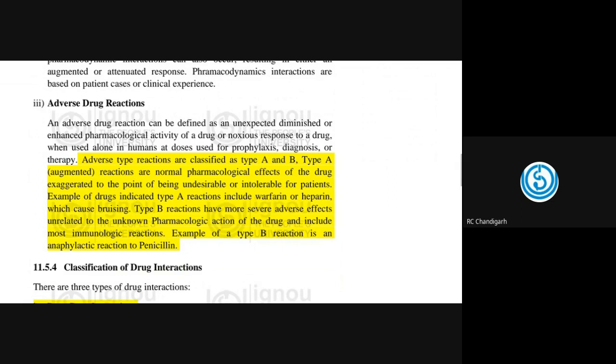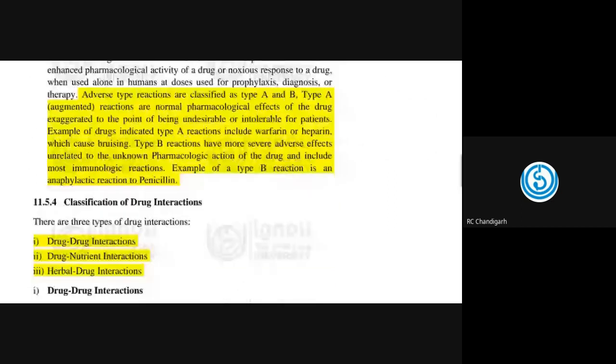Type B reactions have more severe adverse effects associated with the unknown pharmacologic action of the drug or allergic reactions. An example is the anaphylactic reaction to penicillin. So someone who is taking penicillin can have anaphylaxis or severe allergic reactions in their body. That type of severe immunological reaction is called type B reaction.